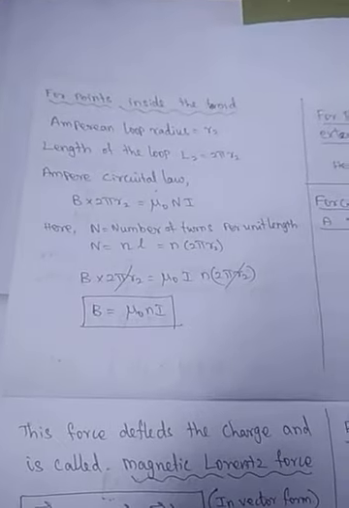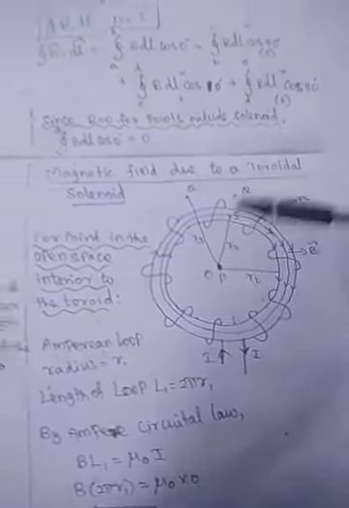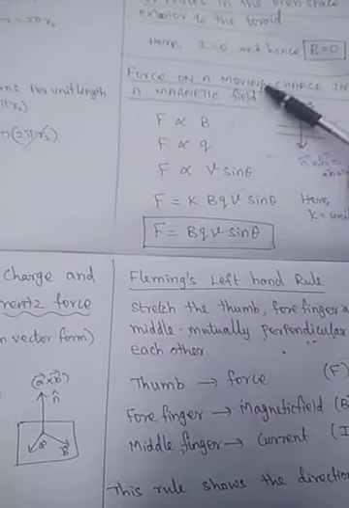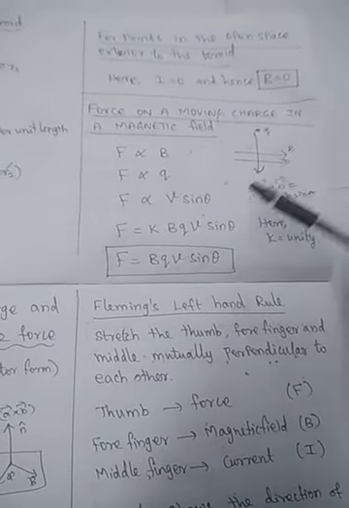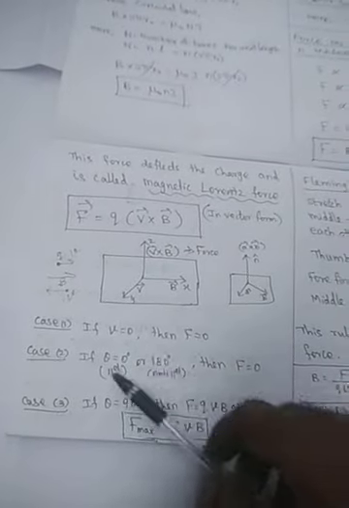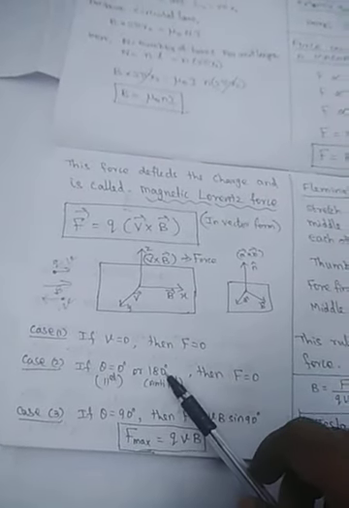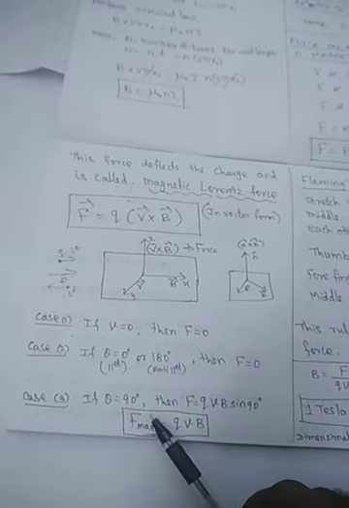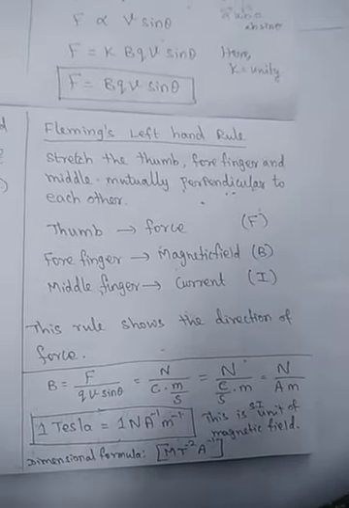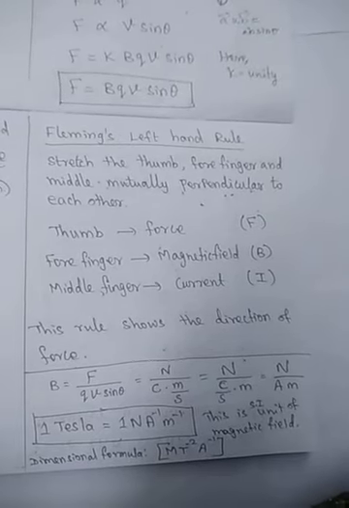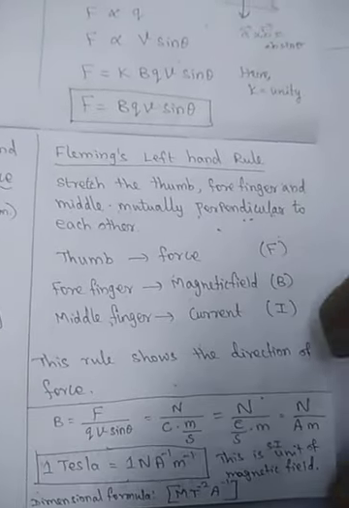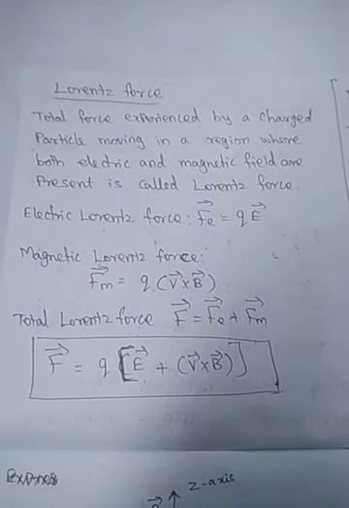Dear students, in this session we clearly studied the toroidal solenoid. Then we studied the force on a moving charge in a magnetic field. What will happen if the angle with the magnetic field is changed? Velocity is 0, the angle is 0 degree and 180 degree, parallel and anti-parallel, and finally the angle is perpendicular. From this we conclude that Fleming's left hand rule is used to determine the direction of the force experienced by the charged particle. Then finally we calculated the total Lorentz force equation.